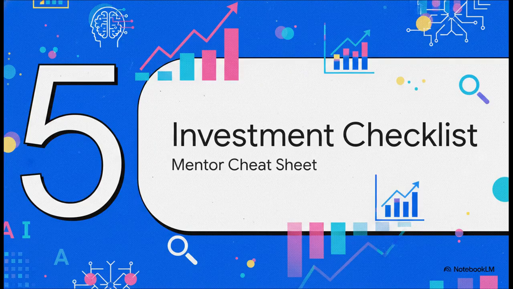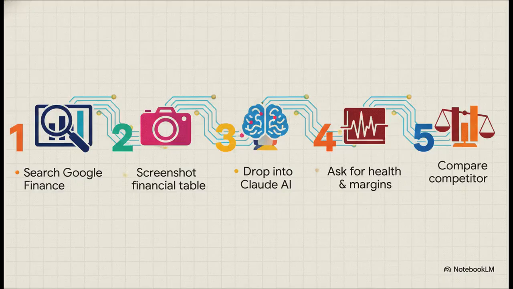Finally, Section 5, your AI investment checklist, your mentor cheat sheet. We've covered some incredibly powerful ground today. So let's condense everything we've learned into a quick reference checklist. Consider this your personal mentor cheat sheet for your next research session. 1. Search your target company on Google Finance. 2. Completely bypass the spreadsheets and take a clean screenshot of the financial table instead. 3. Drop that image straight into Claude AI. 4. Prompt it to analyze financial health, growth, and margins so you understand exactly how much money they keep. And 5. Upload a competitor's screenshot and ask for a final verdict.